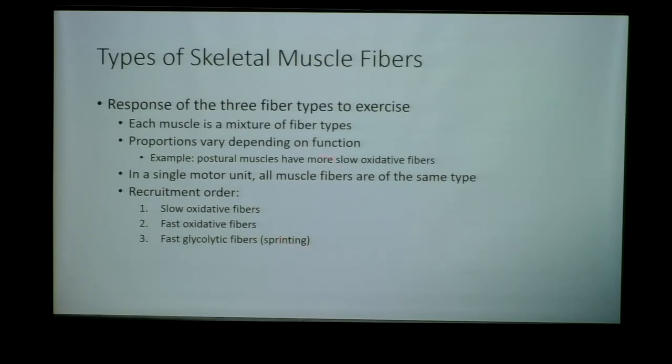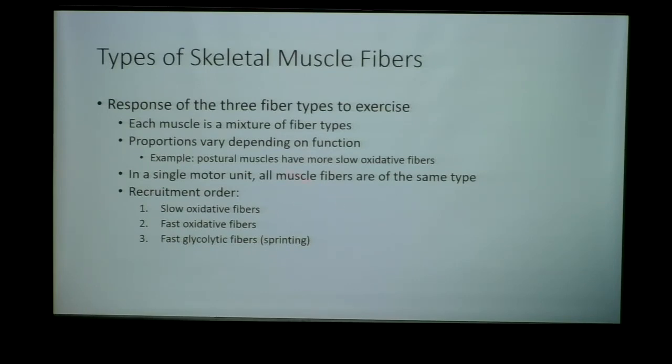Now in a single motor unit, all the fibers have to be of the same type, okay? So we can't have a motor unit, and reminding ourselves of what a motor unit is, right? That single motor neuron and all of the fibers it's innervating, right? Whether it's a small motor unit or a large motor unit, all the fibers must be of the same type, okay? Either fast glycolytic, slow oxidative, or fast oxidative, okay?